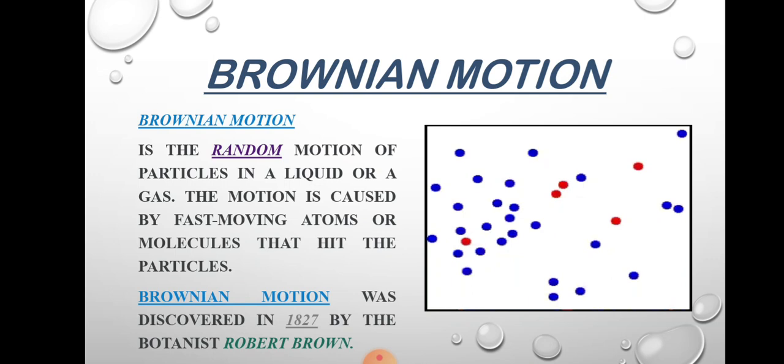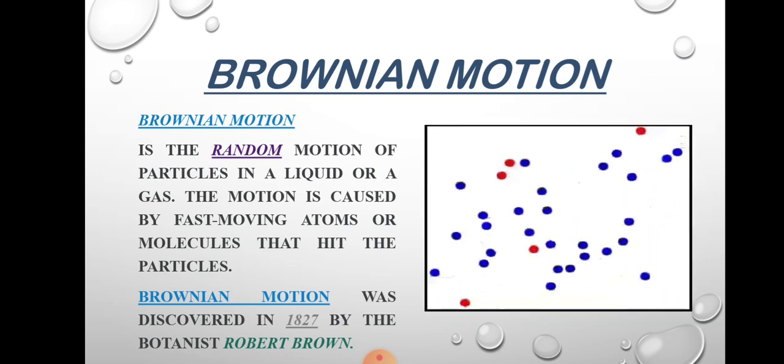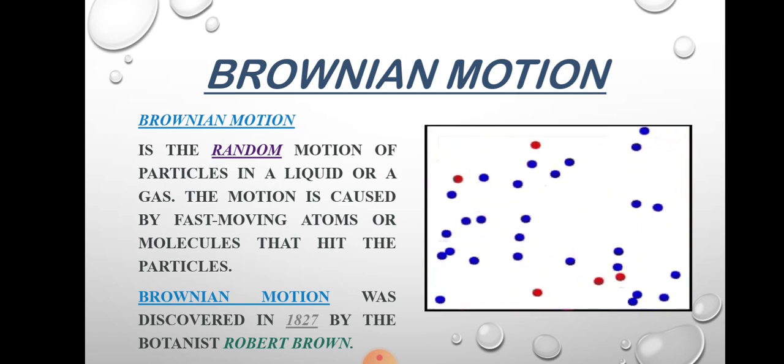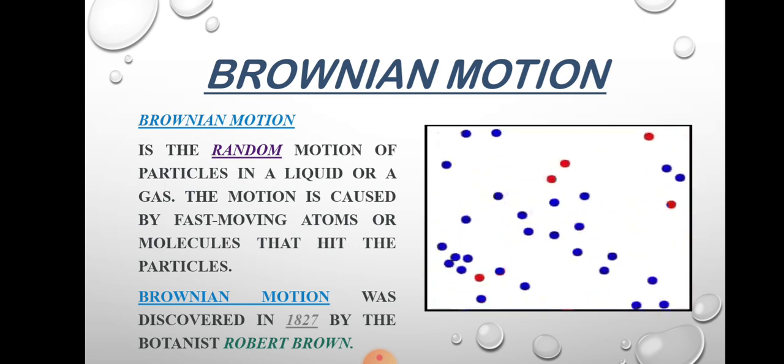Now, Brownian motion. Brownian motion is the random motion of particles in a liquid or a gas. The motion is caused by fast moving atoms or molecules that hit the particles. Brownian motion was discovered in 1827 by the botanist Robert Brown. Robert Brown noticed that pollen grains moved jerkily when placed in water. In this case, the tiny pollen grains were being bombarded by moving water molecules. The best example of Brownian motion is a moving bee. I hope you have a clear concept about evidence that particles are always moving.